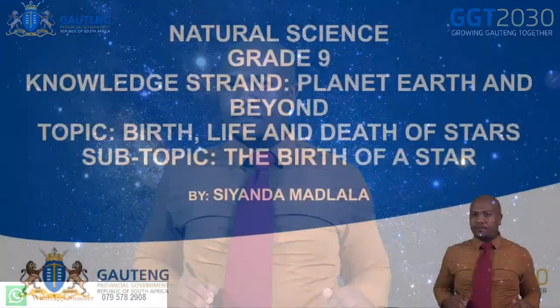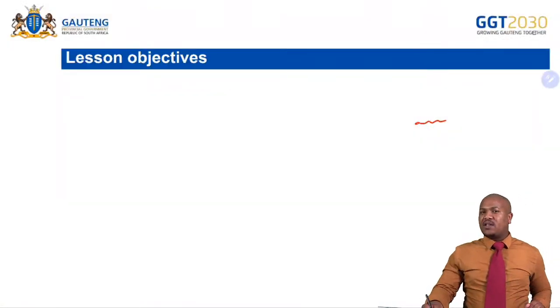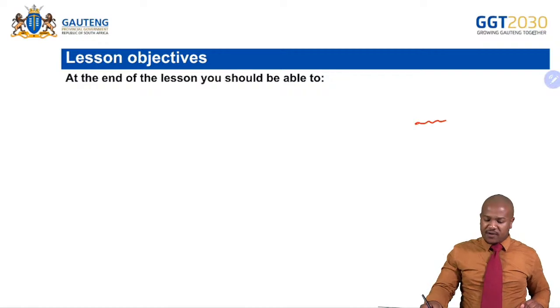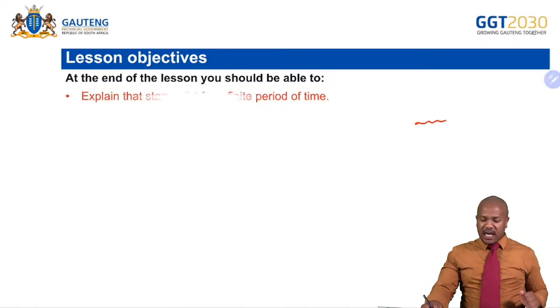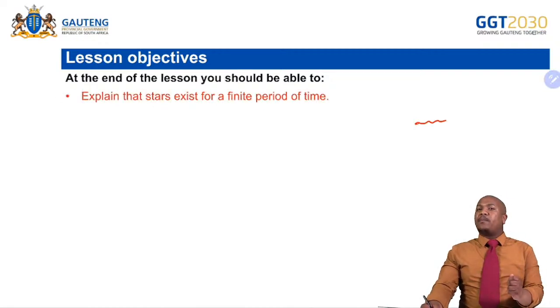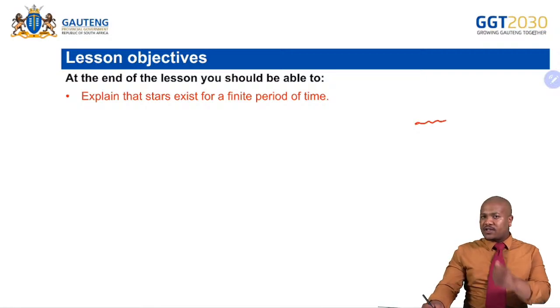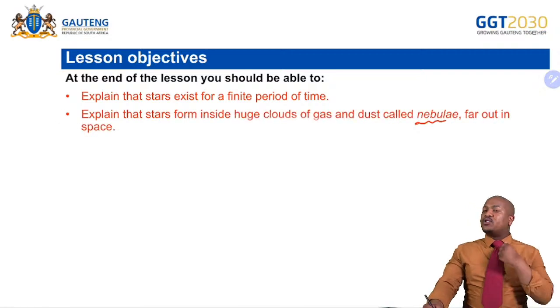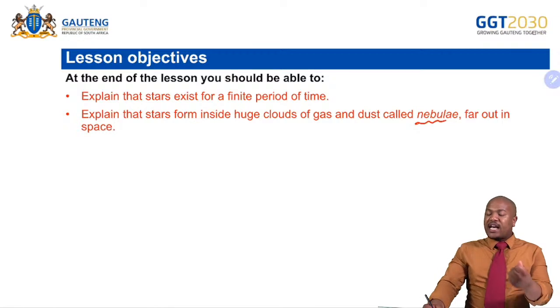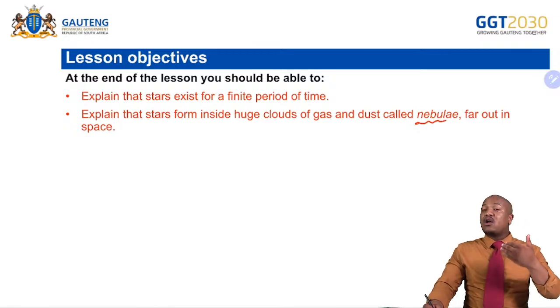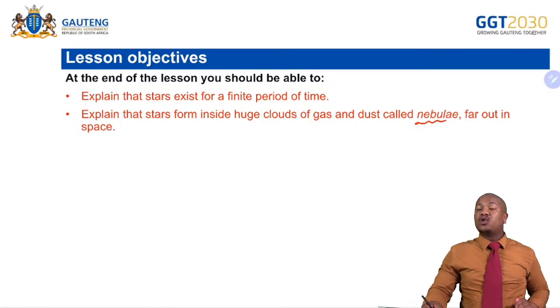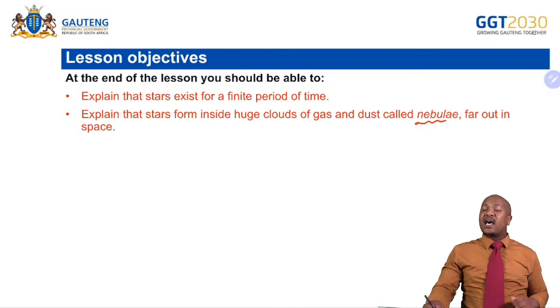Now let's continue. Our lesson objectives: what we need to achieve by the end of this lesson. The first one is to be able to explain that stars exist for a finite period of time, and that stars form inside huge clouds of gas and dust called nebulae, which are far out in space.